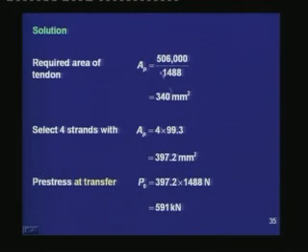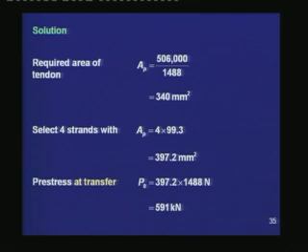Thus, the required area of the tendon is AP equal to 506,000 divided by 1488, which is equal to 340 millimeter square. Select 4 strands with AP equal to 4 times 99.3, which is equal to 397.2 millimeter square. Thus, we have calculated the required amount of the prestressing steel, and we have selected the number of strands that we need to apply the prestressing force.